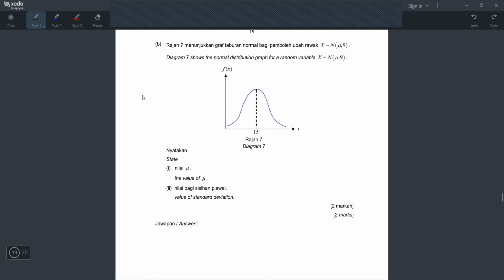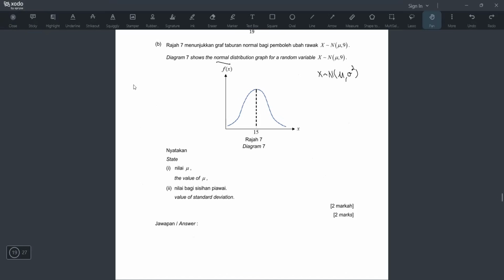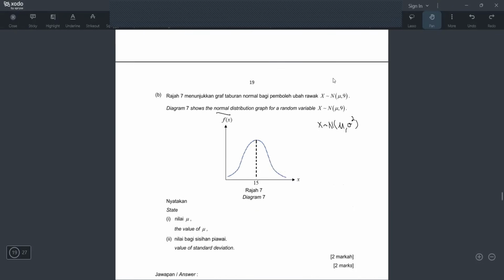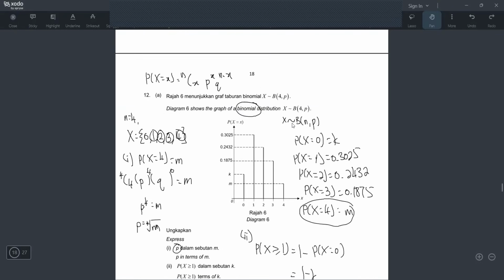Okay, let's go to B. This one is also a probability distribution, but I think this is normal distribution because you see the word already. Diagram 7 shows the normal distribution graph of a random variable. They give it like this, X ~ N. You need to know the first number is the mean, the second number is the variance. The last question is binomial. If they write B here, then this will be the n, this will be the p. Because B stands for binomial, the first number will be n, the second number will be p, which is the probability of success.